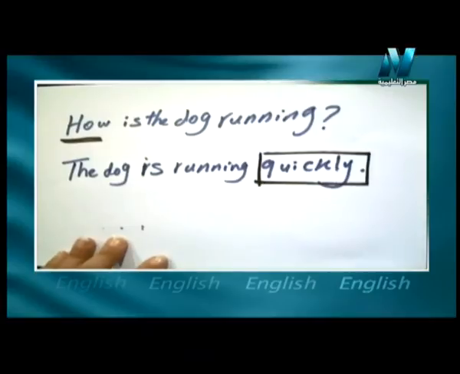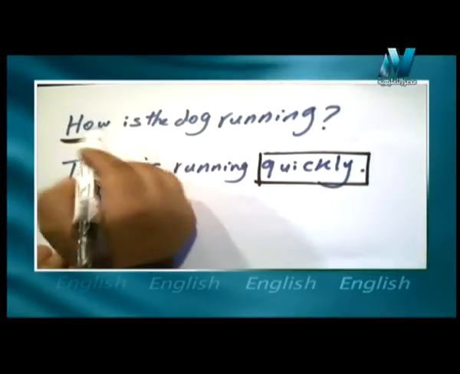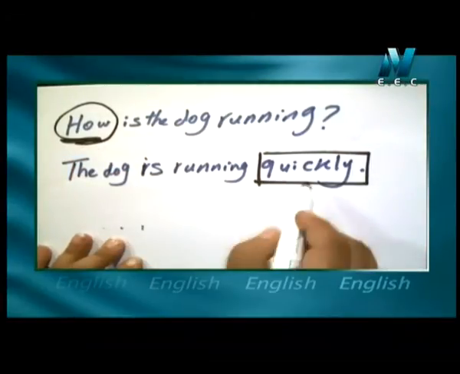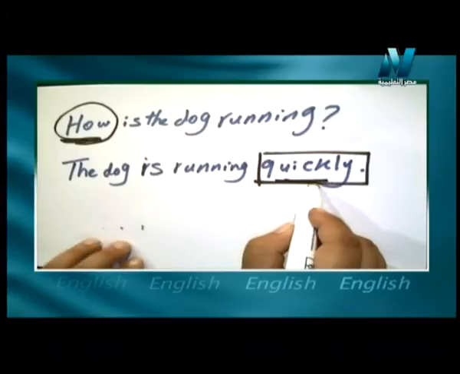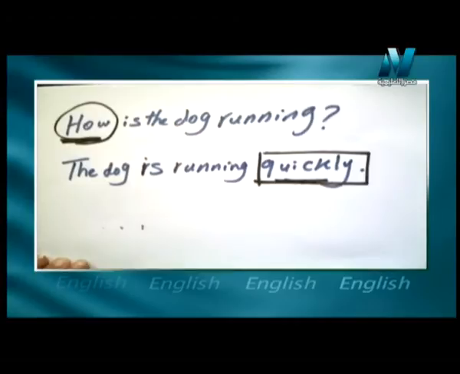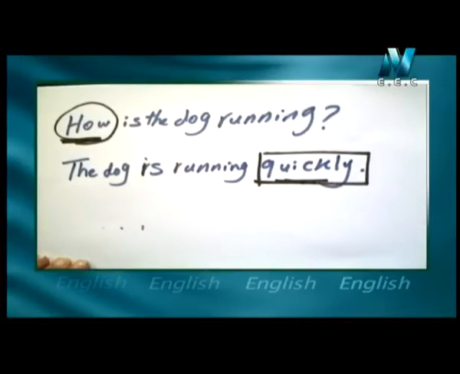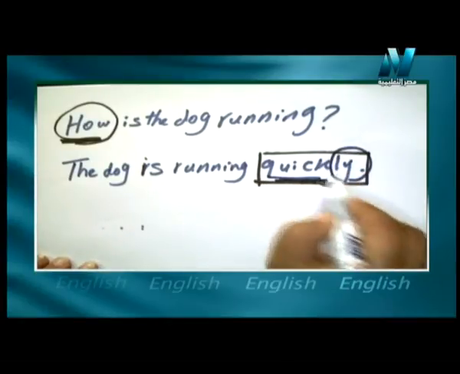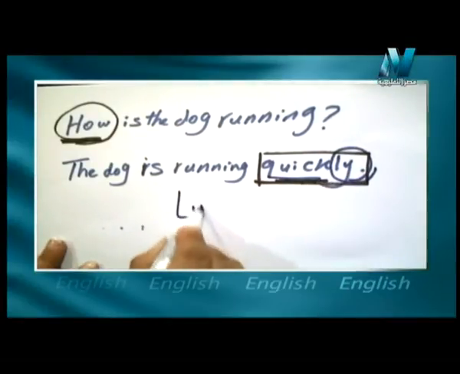This is the answer to the sentence. I have asked the question with how: how is the dog running? I have answered: the dog is running quickly. So the adverb can answer a question starting with how or when or where. Number 2, the adverb almost always has ly at the end. It is an adjective plus ly.